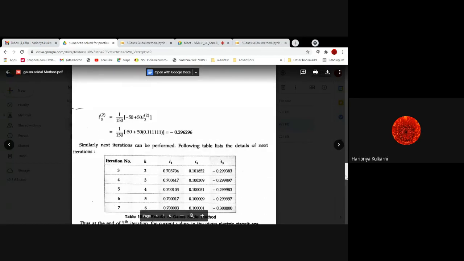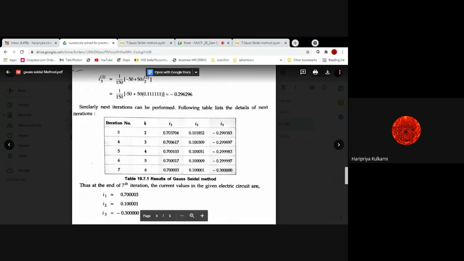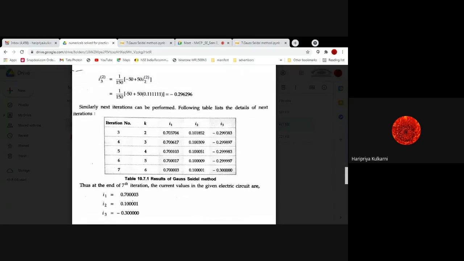In the same way, we will calculate say 7 iterations here and we will get the values of I1, I2 and I3 as 0.7, 0.1 and minus 0.3. These are the values of I1, I2, I3. Now the same numerical we will solve with the help of Python coding. Here what I'm going to do is use a matrix.